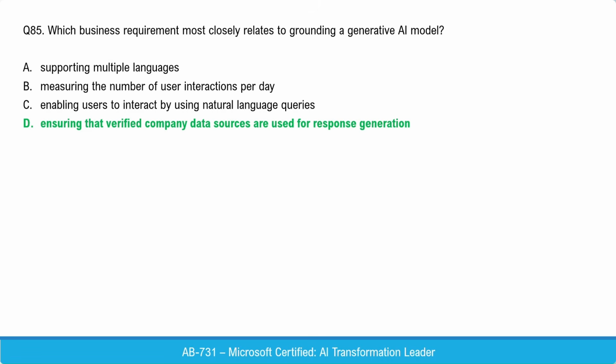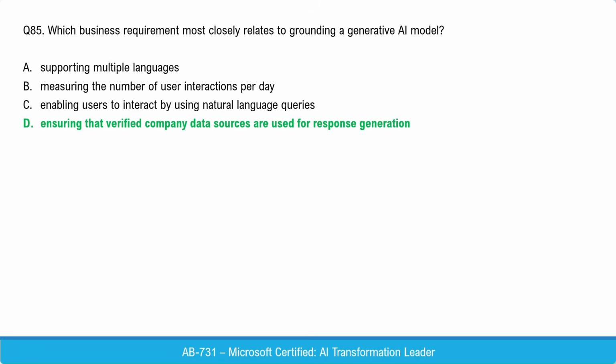Let's go deeper into what grounding really means. Generative AI models are pre-trained on large datasets, but that data can be outdated or too general. Grounding solves this problem by connecting the model to real, trusted data sources like internal documents or knowledge bases. In practice, this is done using a technique called retrieval augmented generation.